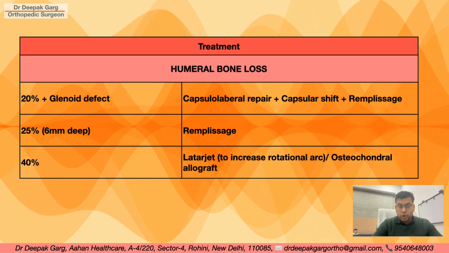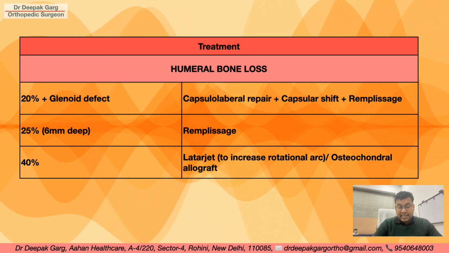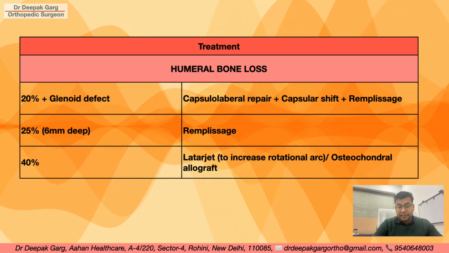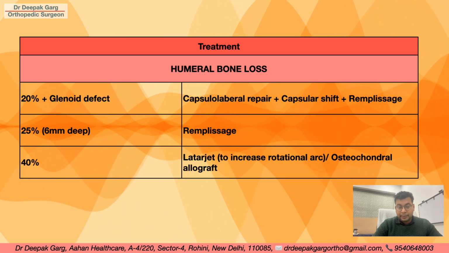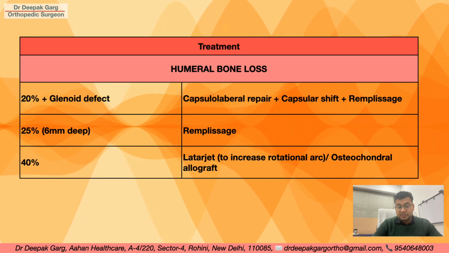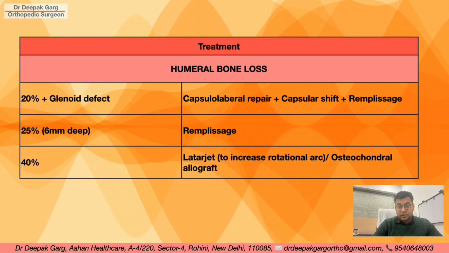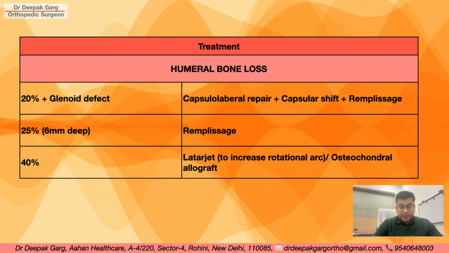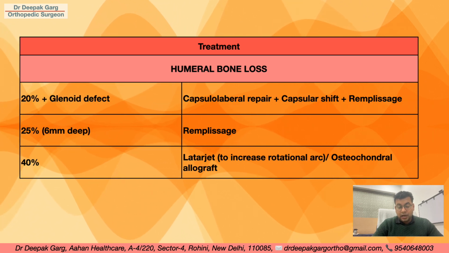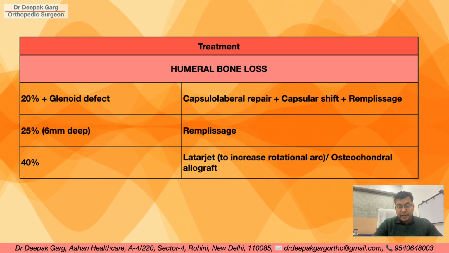If there is bone loss on the humeral side, that means the Hill-Sachs lesion, and if the bone loss is 20% with the glenoid defect, then we will definitely go for the capsulolabral repair along with the capsular shift. We will discuss the details of this surgery, what we actually do, in the next few slides. Along with the capsular shift, we should go for remplissage. And if the bone loss is 25%, which is approximately equal to or more than 6 mm depth, then we definitely go for remplissage.